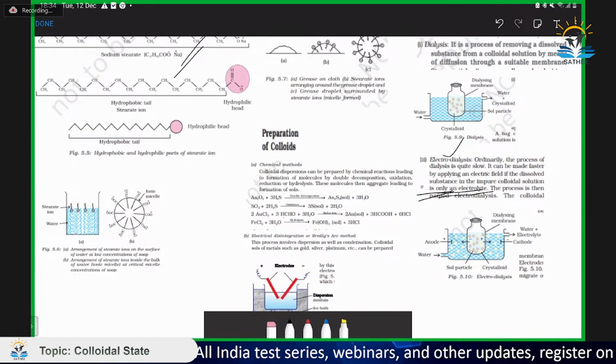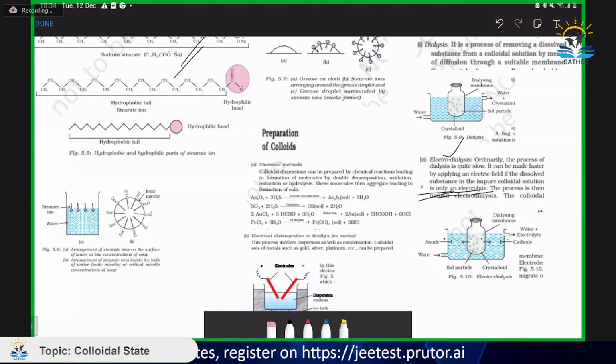Because electrolytes break down the colloids. Why that is, you can see later. If you apply an electric field, then the impurities just move out. The electrolytes come towards the electrodes, essentially clearing up the colloid.